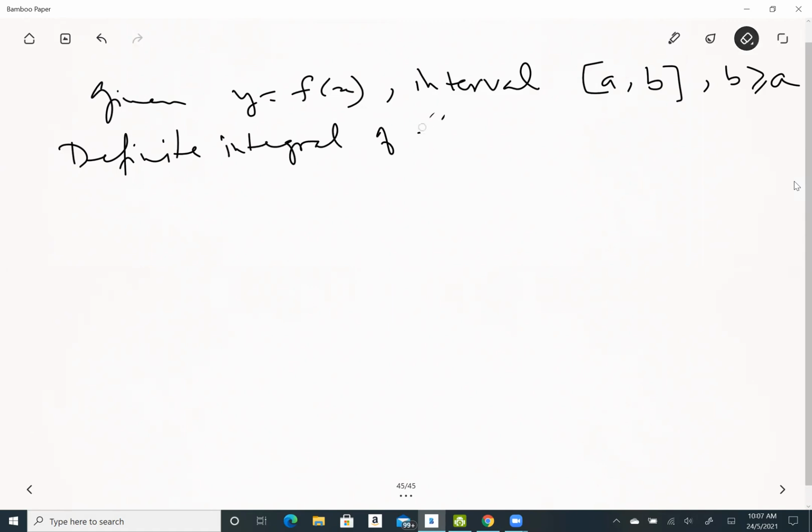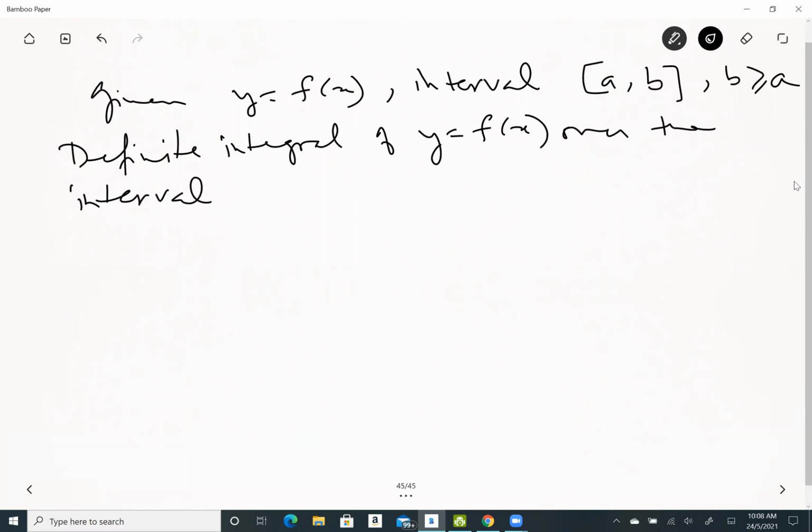Okay, I'm going to write y equal to f of x. We can use either y or f of x. Y equal to f of x over the interval AB, or from A to B, is given by the following.